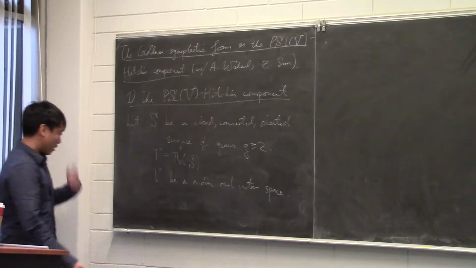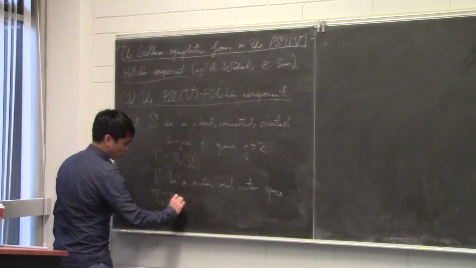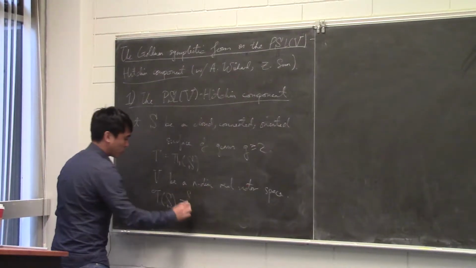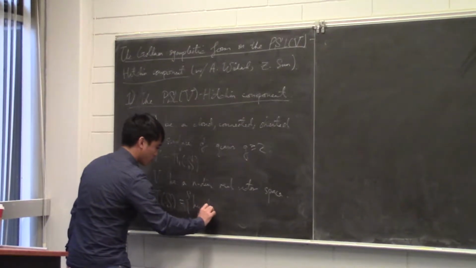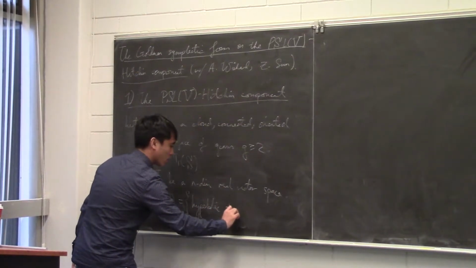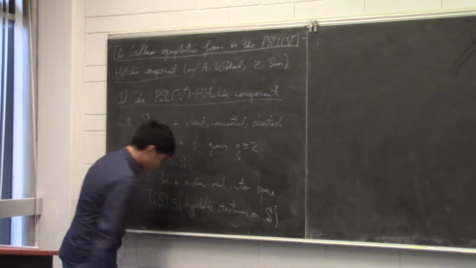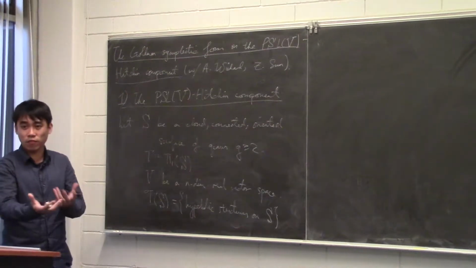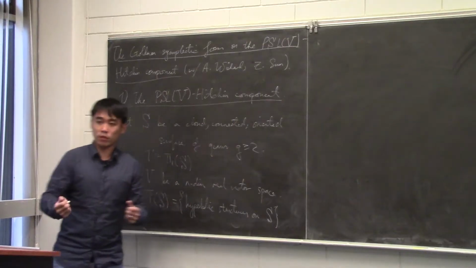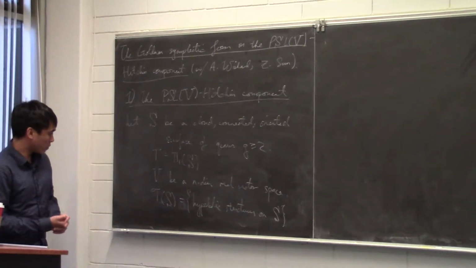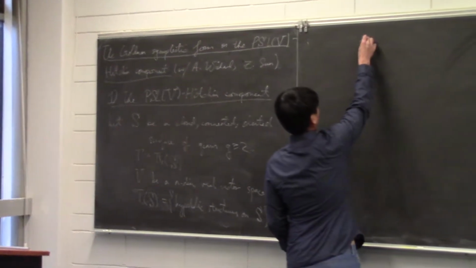And then in this setting, you can talk about the Teichmüller space of S. If you've never seen this before, in this talk at least, you can think of this as the deformation space of hyperbolic structures on S. So this is all the essentially different ways to equip your naked topological surface with a hyperbolic metric.